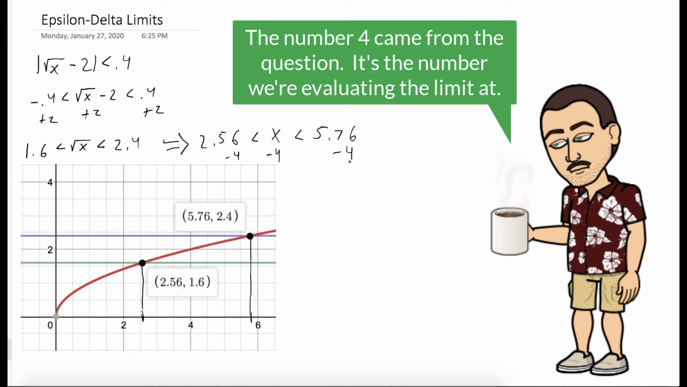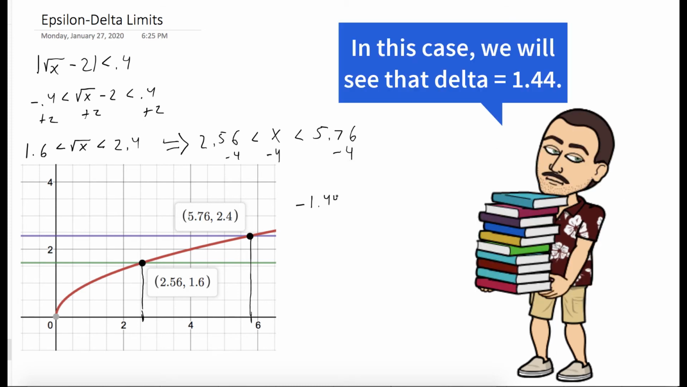So let's subtract 4 from each term so we could get an inequality that looks like what we want to end with. And we have negative 1.44 is less than or equal to x minus 4, which is less than 1.76, which is to say the absolute value of x minus 4 is less than the smaller of the two numbers.